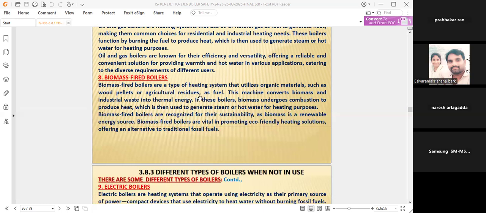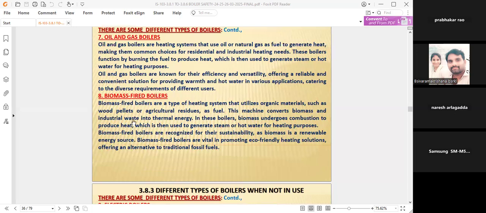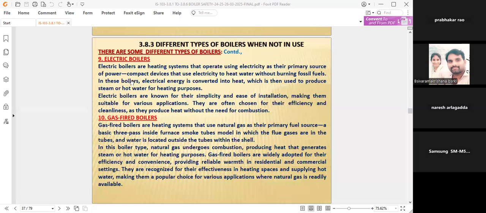In almost all the hotels also, you can use this type of biomass-fired boilers, where the agriculture demand is there in that area. They can use the biomass-fired boilers along with oil and gas, because this fuel is very easily available and more cost effective. Both can be encouraged for getting hot water or steam for heating purposes. Electric boilers are another type.